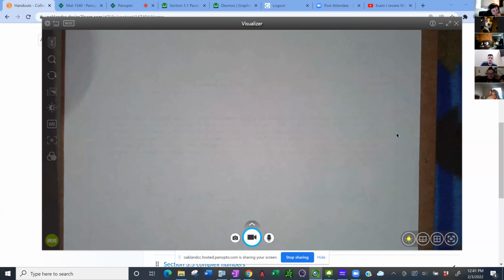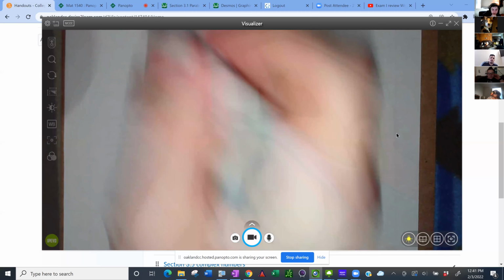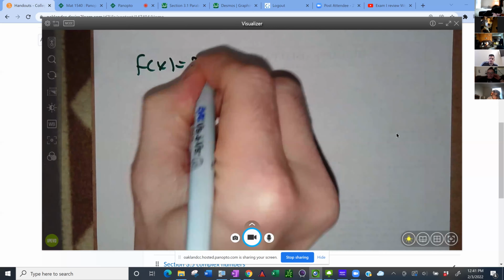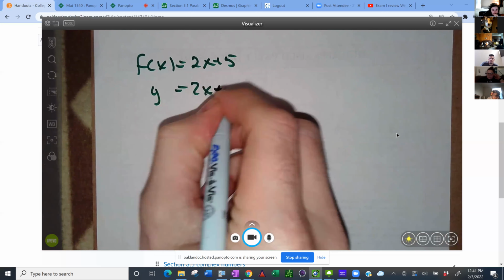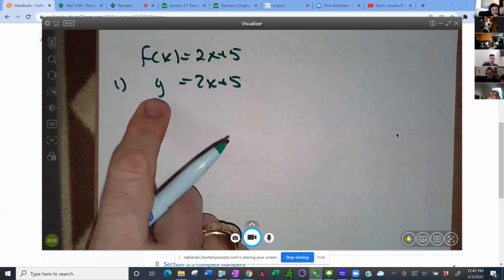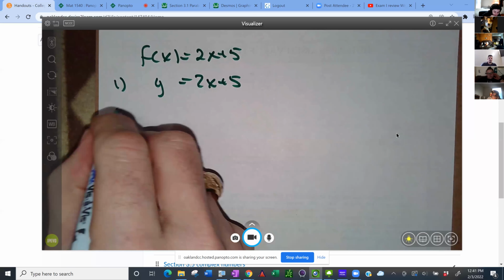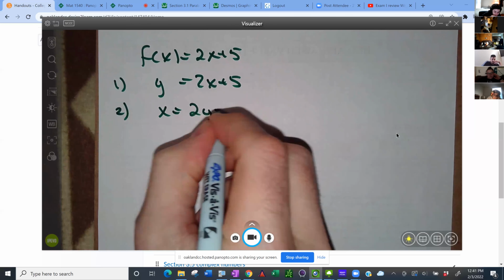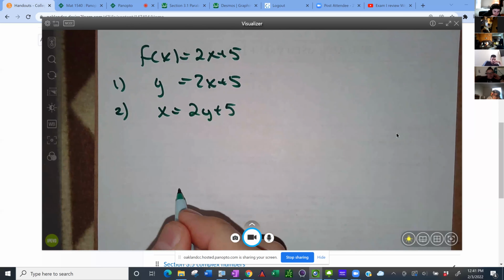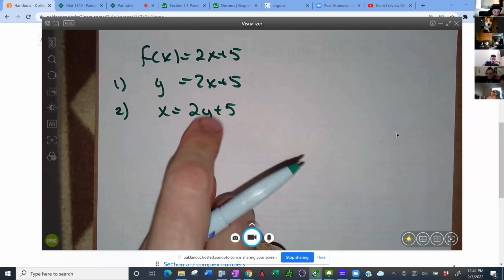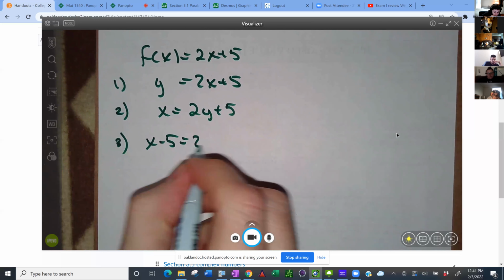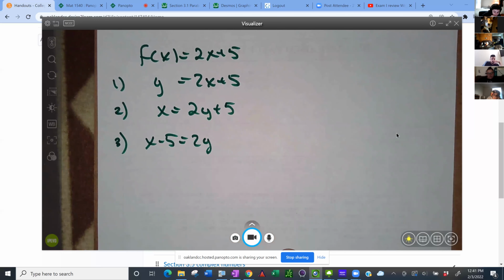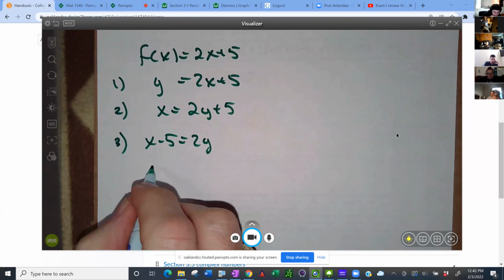So that would be f of x is 2x plus 5. Start by replacing y by f of x. And then we'll interchange these. Now we have to solve for y. So the first thing I'll do is subtract 5 from both sides, and then divide both sides by 2.